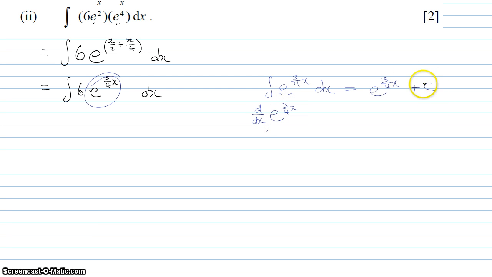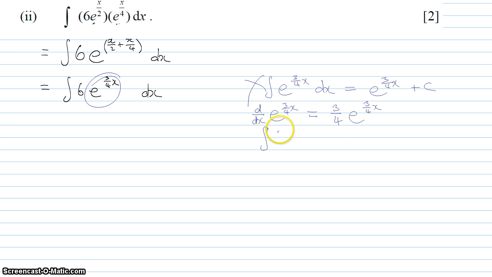I don't have to worry about the plus c, because if I differentiate that, that's just going to become 0 because it's constant. So if I differentiate this, I'd get 3 over 4 e to the 3 over 4x. E stays the same, and then differentiating 3 over 4x, this 3/4 comes out the front. So now I know that this is wrong. This isn't quite right.